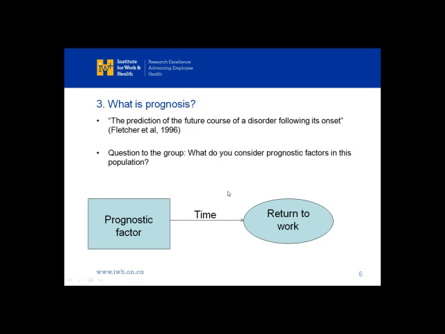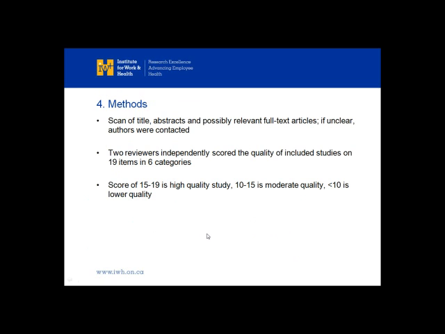Normally in the workshop that we have been doing on this topic, we would ask you to tell me what you consider to be prognostic factors in this population. You can go over it yourself and write down a few factors that you consider to be important, that in your experience have determined the duration until return to work in the population that you might have been treating or were managing. So in short, we're looking at a prognostic factor, a span of time until the outcome return to work has occurred. And that's the kind of studies we're interested in for this particular systematic review.